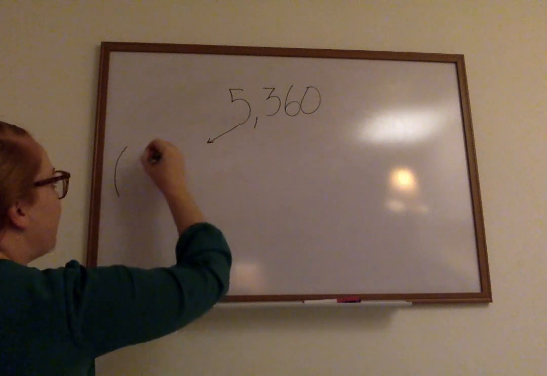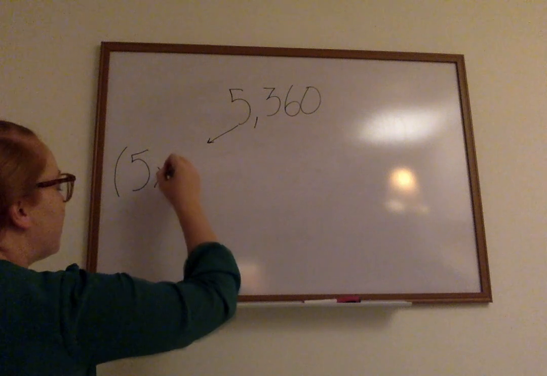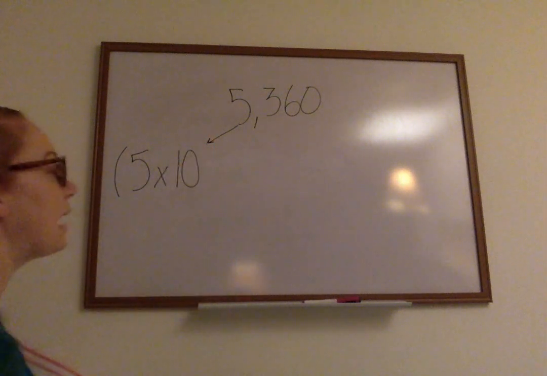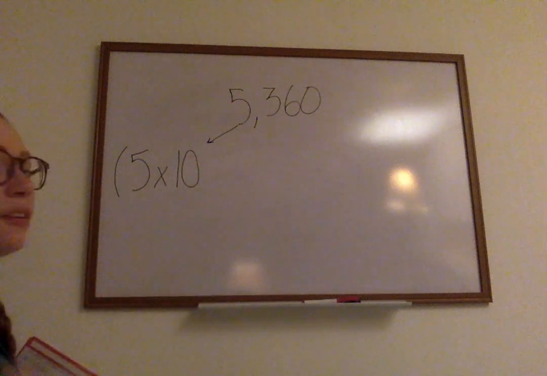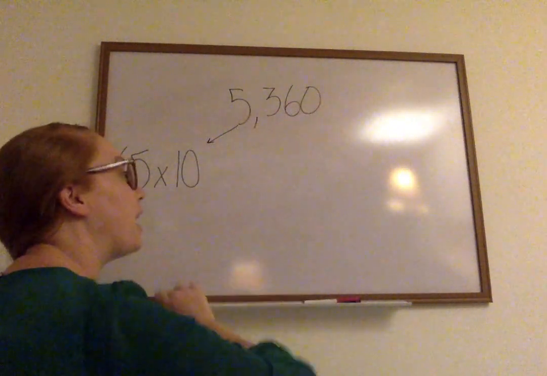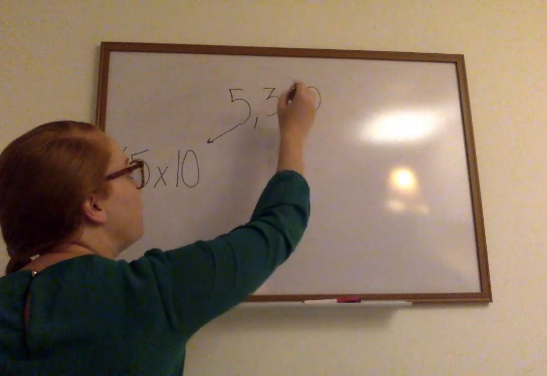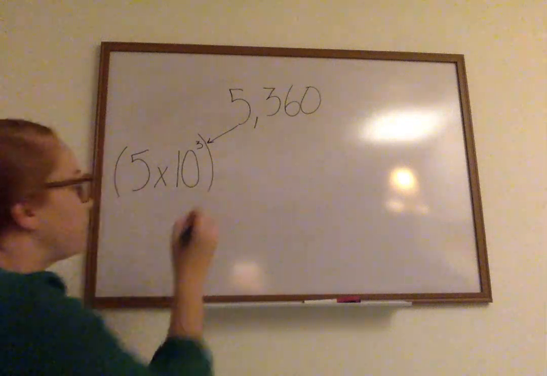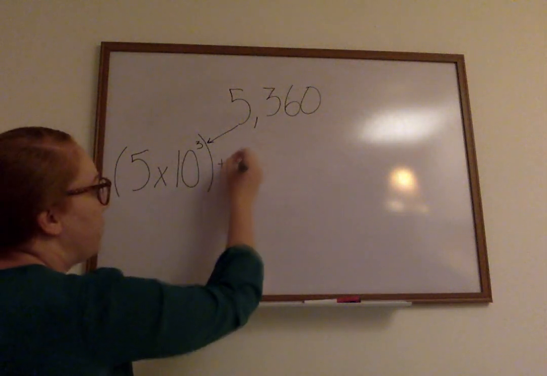Our first number is a 5. We are going to times it by our base, which is always 10. Now, we need an exponent. To find our exponent, we need to count how many numbers are behind the 5. I see 1, 2, 3. My exponent will be 3. I'm closing the parentheses. I'm adding a plus sign.